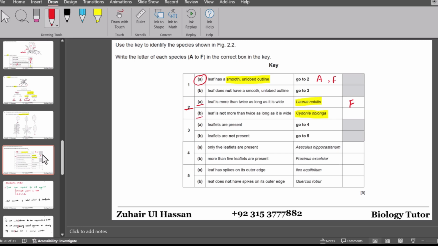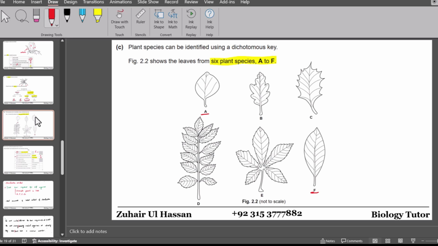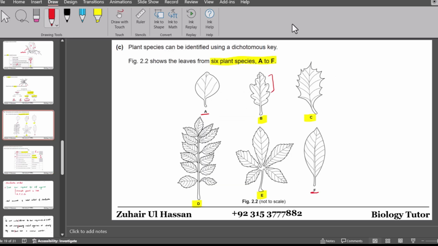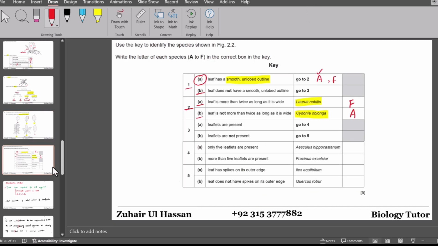Second, B part of statement 2, leaf is not more than twice as long as it is wide. We are left with only one species. You can simply write that name here as well, that particular letter here as well, or you can also check it out either is it the correct one or not. Coming back to statement number 1 or feature number 1, part B, leaf does not have a smooth unlobed outline. So if we talk about species B, C, D and E, all of these four species are not having a smooth and unlobed outline. So it says go to 3.